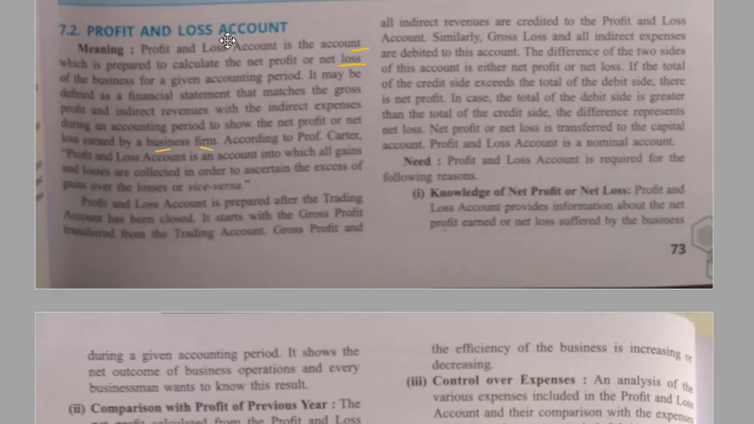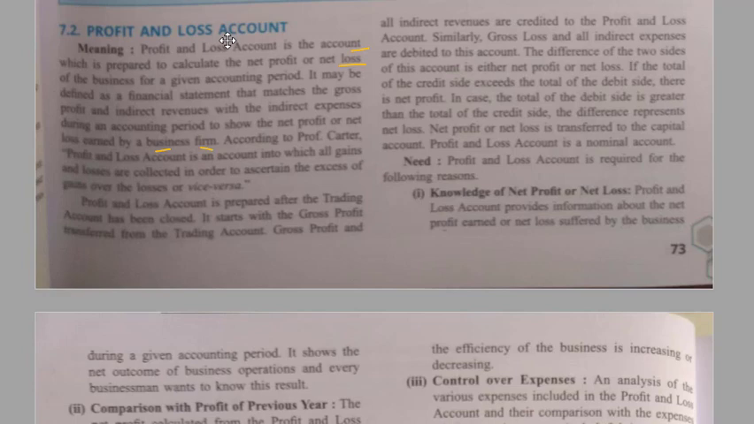According to Professor Carter, profit and loss account is the account into which all gains and losses are calculated in order to ascertain the excess of gain over the losses or vice versa. So what is your target here? Your target is to get the excess of profit or excess of loss as compared to the previous year.